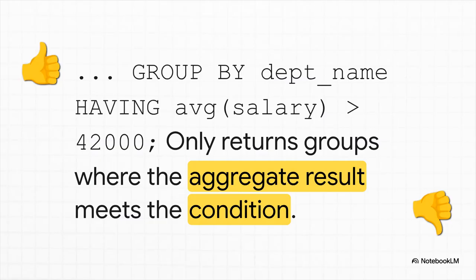And here it is, putting it all together. Look at the flow here. First, we group by the departments. Then, the average salary is calculated for each of those groups. And only then, at the very end, does the HAVING clause jump in and kick out any groups that don't meet our condition. What we're left with is a clean list of only the high-earning departments.